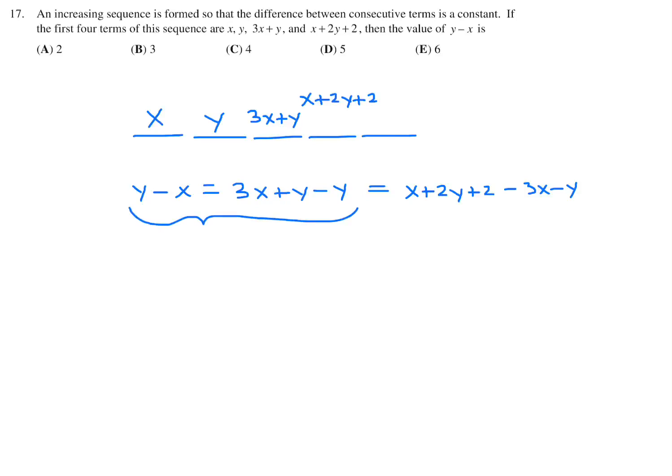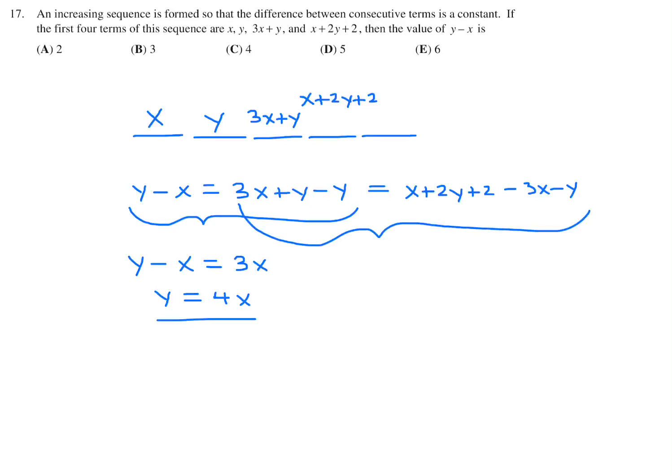So first, let's concentrate on these 2. Y minus x is equal to 3x. And the y's cancel there. And therefore, this becomes y is equal to 4x. All right? Now let's concentrate on these 2. You get 3x on that side. And on this side, let's see, we got minus 2x plus y plus 2. Correct?